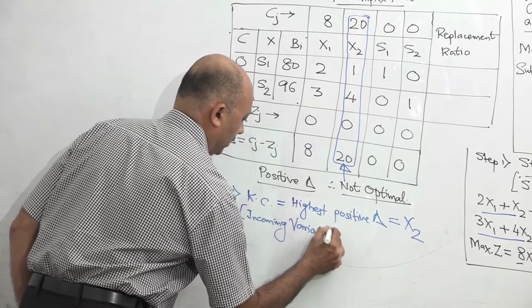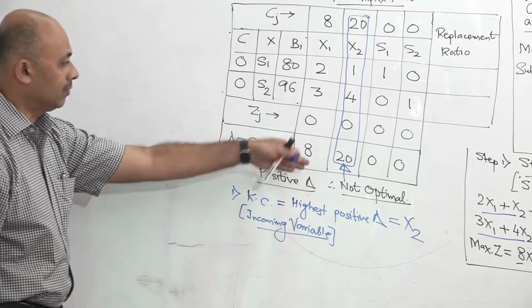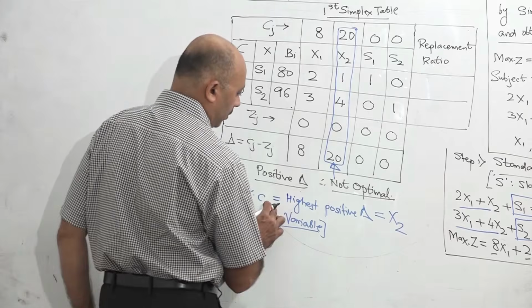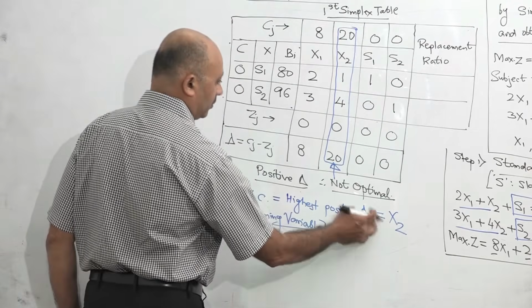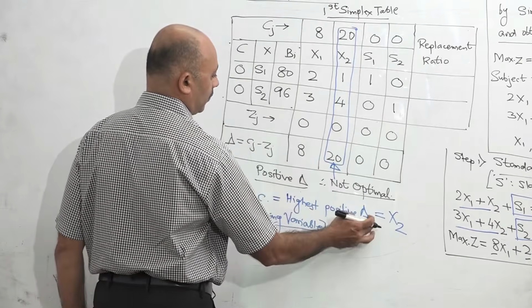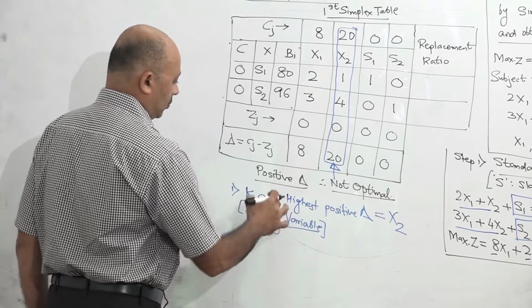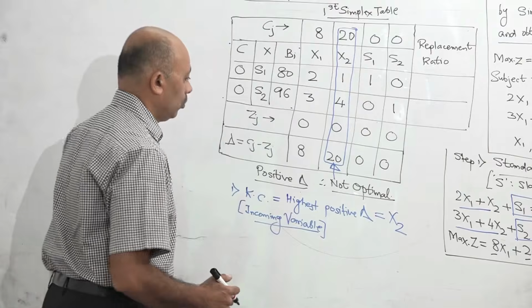Okay, so you should remember that the key column is the incoming variable. For the next table, this variable will enter the solution. So we have found the key column. That is, the key column is the highest positive delta, and the key column is the incoming variable. The highest positive delta for this table is 20, so our key column is the column of X2. This key column is called the incoming variable, which means in the next table, this X2 will enter the solution.